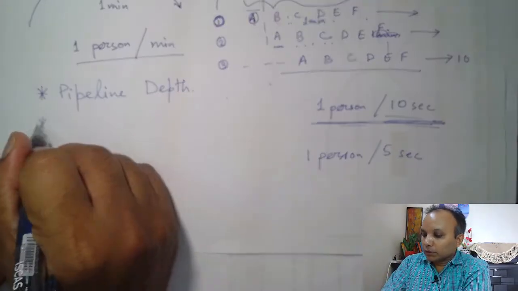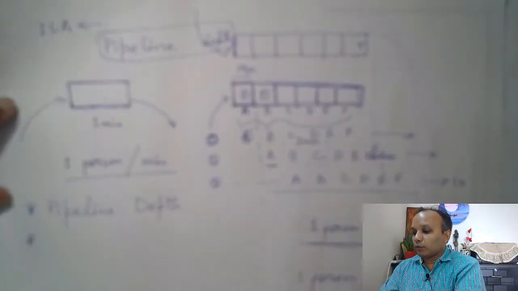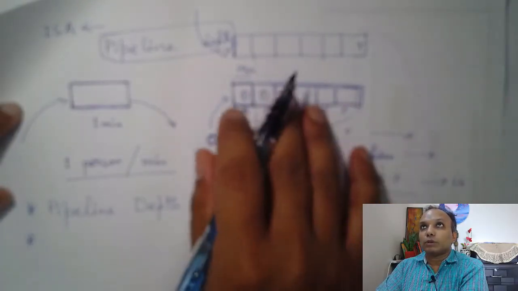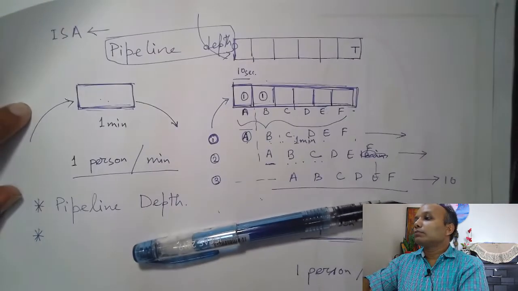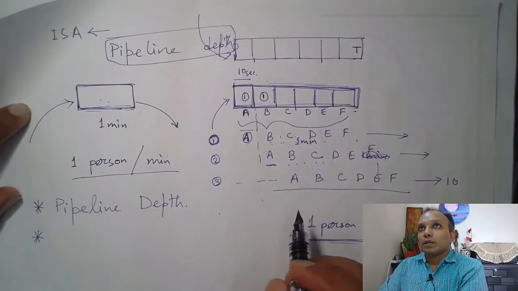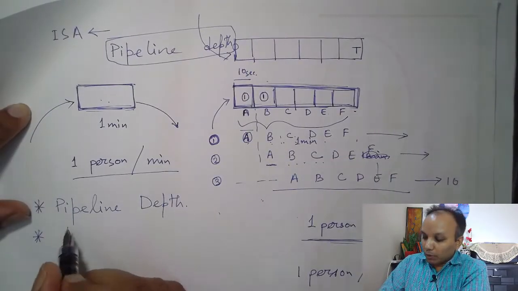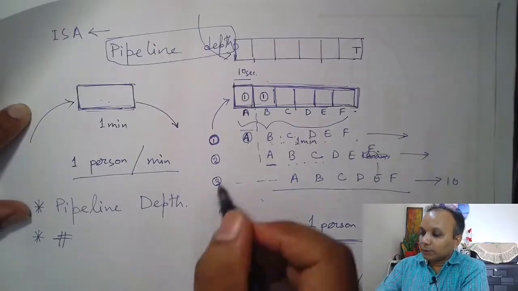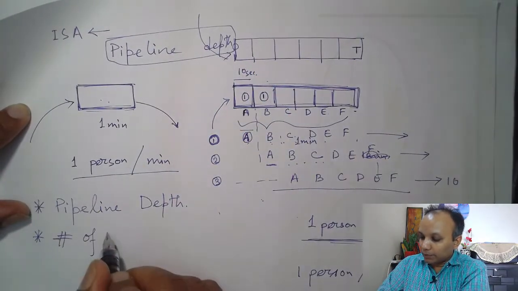So pipeline depth is how many stages the pipeline should have. So basically whether it should have 6 stages, whether it should have 12 stages, whether it should have 3 stages and so on. Okay. So this is pipeline depth, and then the number of pipelines. So for the number of pipelines, the analogy is basically how many simultaneous counters you want.